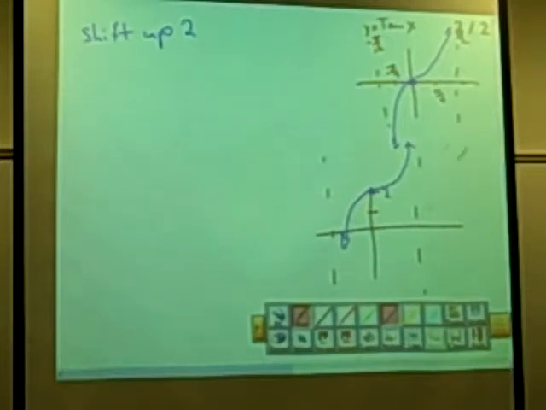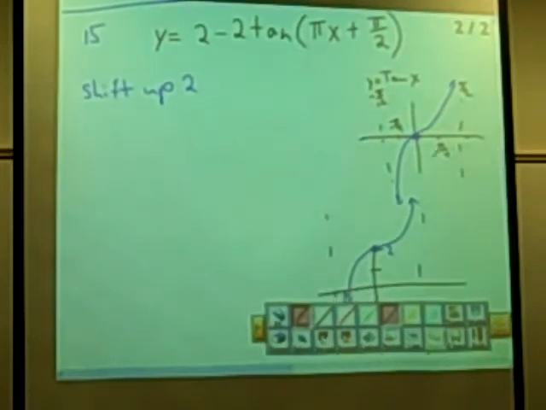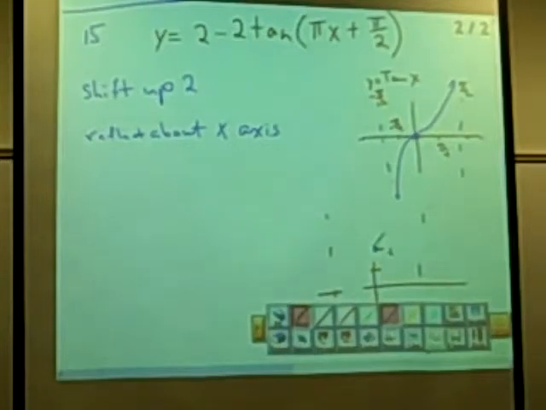Okay, and let's see what else we got going on here. We got a negative, a -2, we got a minus, right? What's that? Reflects, right? About the x-axis. So that means instead of being up and to the right, down and to the left, now what we have is up and to the, which way? Right or left? Up and to the left and down and to the right. Okay?